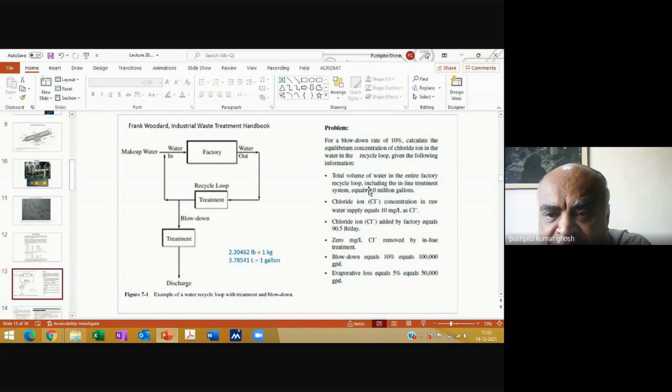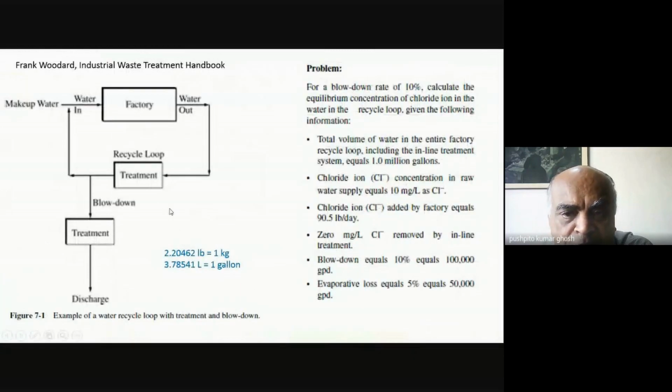So what they're saying is that let the total volume of water in the entire factory recycle loop be 1 million gallons. They have shown it in gallons, but I can express it in liters also. So 3.78 million liters. So that's what I have got.